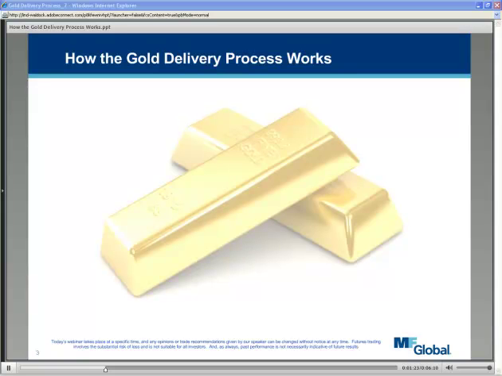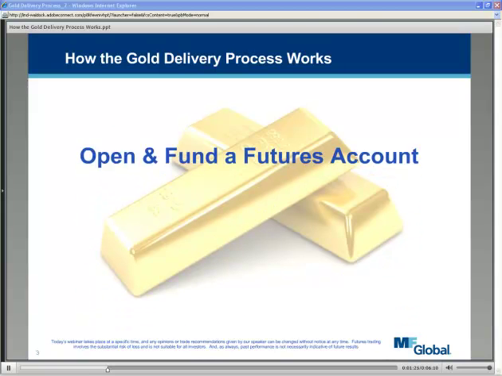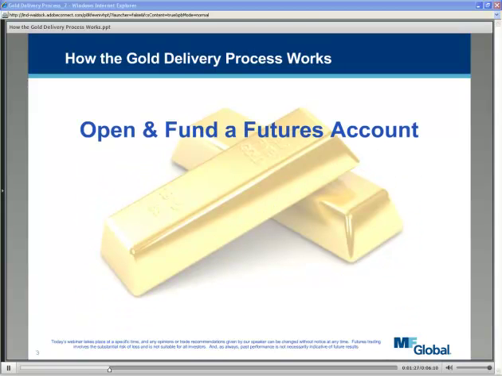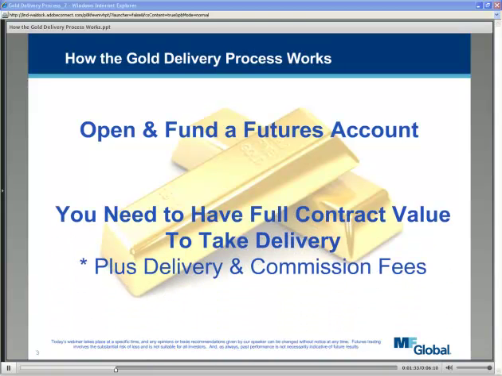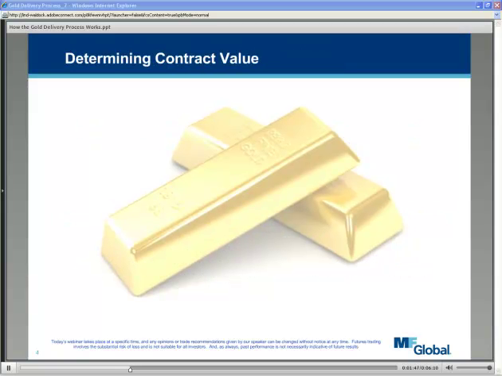Now on to the process of taking delivery. The first step is to open and fund a futures account, since the process involves a transaction in the futures markets. Once the account has been opened, it will need to be funded with the appropriate amount of equity to take delivery. The amount needed is based on the full contract value as well as the delivery and commission fees.